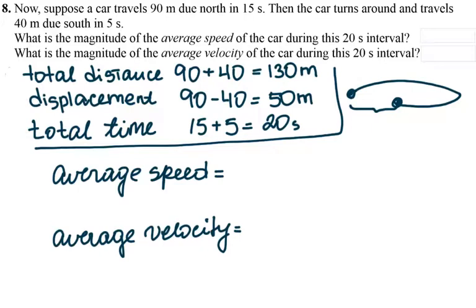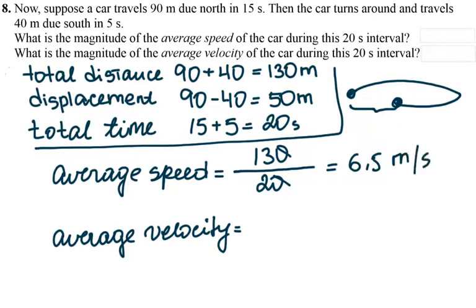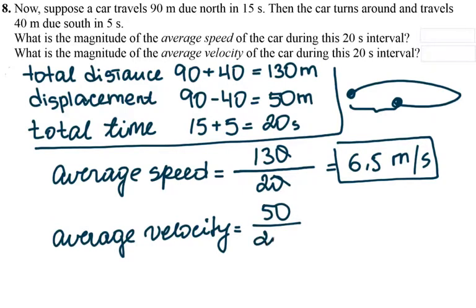So I have the average speed, which is the total distance over the time. The total distance is 130 and the time is 20 seconds. That gives me 6.5 meters per second for the average speed. For the average velocity, I have the displacement. So displacement is 50 and the time is 20 seconds. So that gives me 2.5 meters per second.